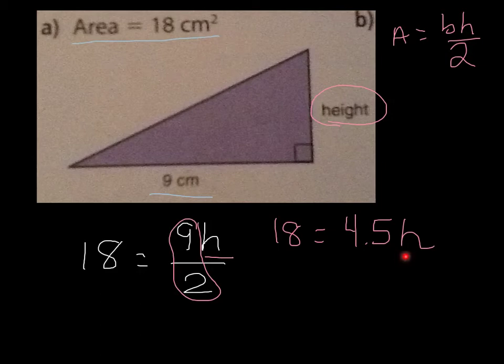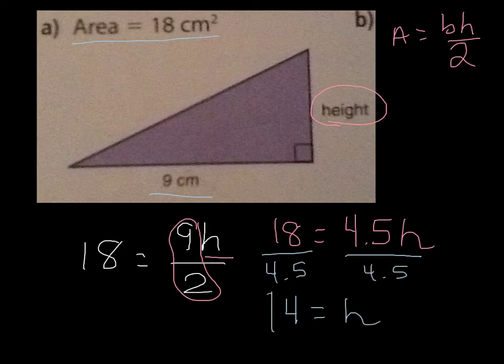And again, I want to isolate this variable, but I have this 4.5 here that's kind of getting in my way. I know that 4.5h represents 4.5 multiplied by h, and I know that the opposite operation of multiplication is division. So I'm going to divide by 4.5, and what I do to one side, I always have to do to the other side. So I'm going to divide 18 by 4.5. And then that becomes 4 equals h.